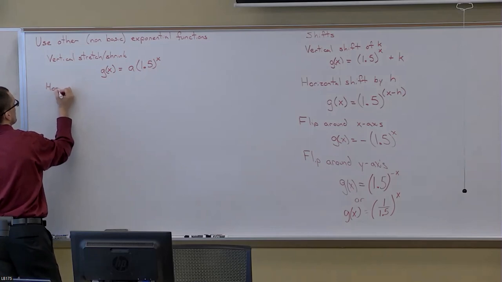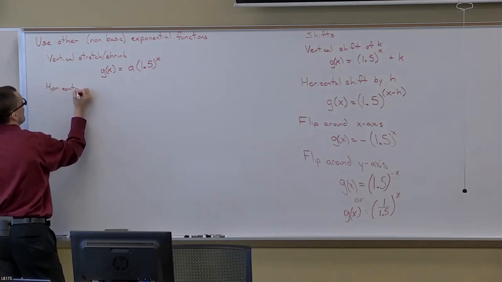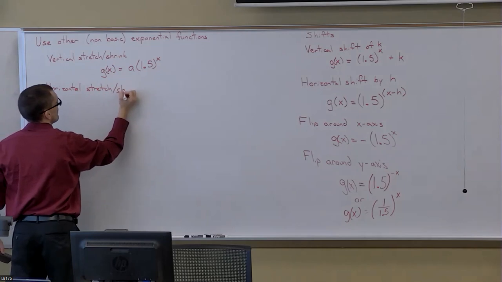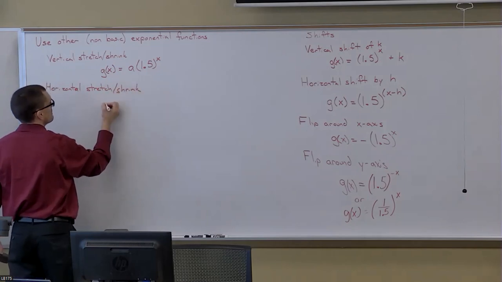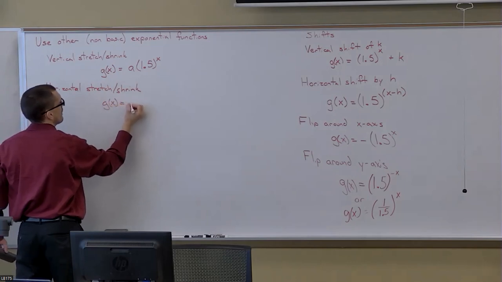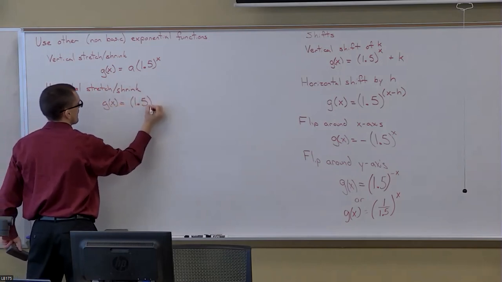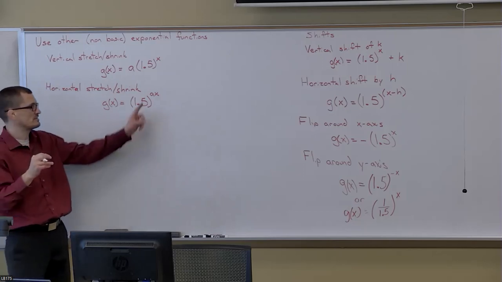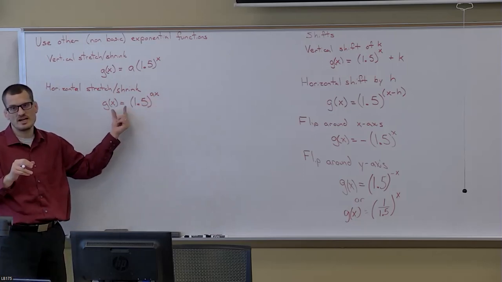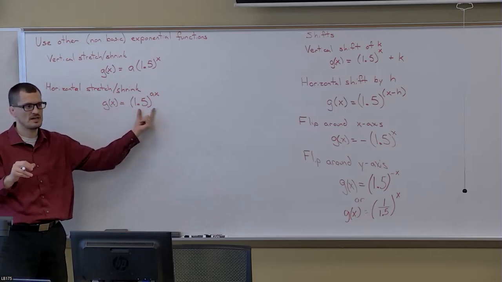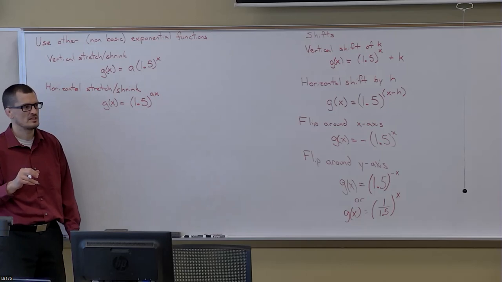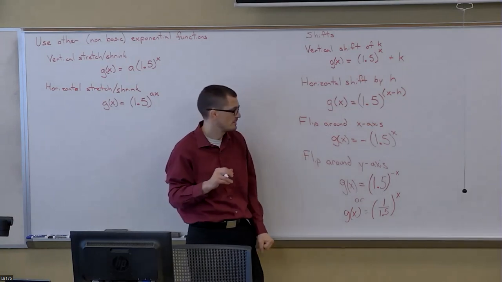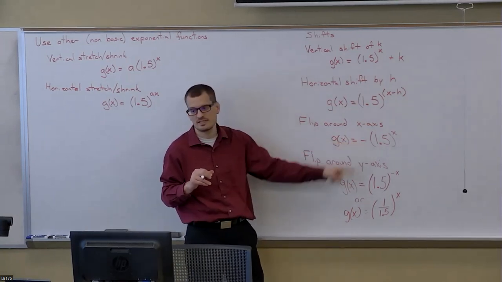And then horizontal stretch or shrink, depending on what the a is, that happens in the exponent. So whenever we're adjusting the inputs, we're adjusting the exponent. Whenever we're adjusting the outputs, we're adjusting after we've calculated. That makes sense? Either I multiply if I'm stretching, or I'm adding, shifting it left or right, or I'm flipping it, negate the whole thing.